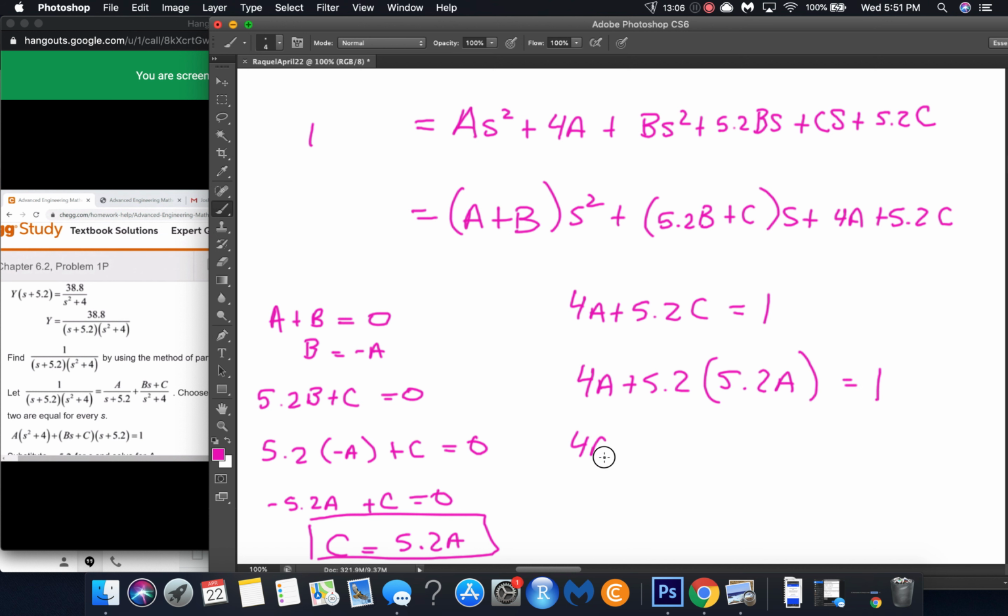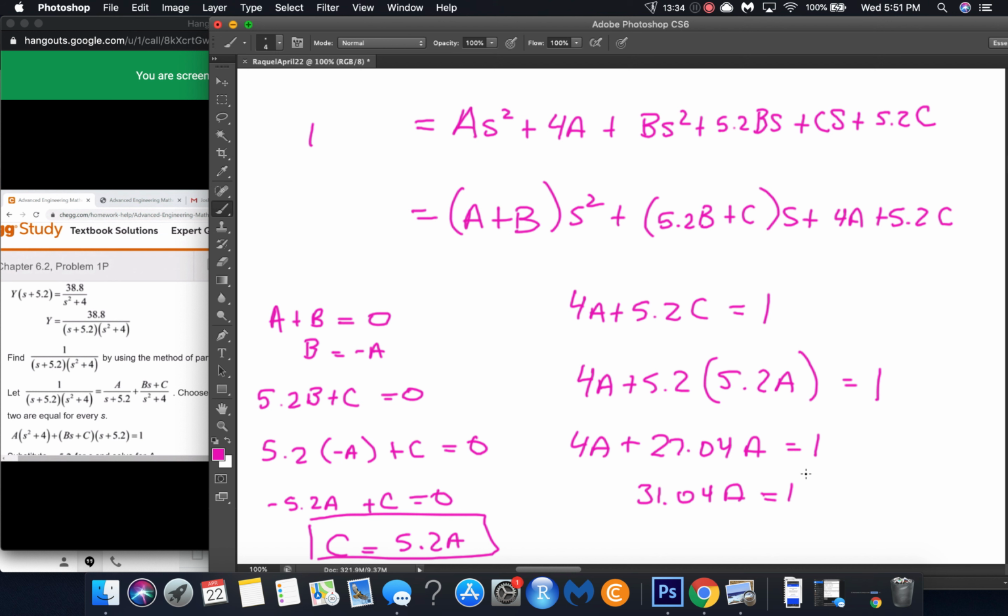So then you get 4a plus, what's 5.2 times 5.2? That's 27.04a equal to 1. Now we add those two, so plus 4 is 31.04. Wait, I have a question. Go ahead.